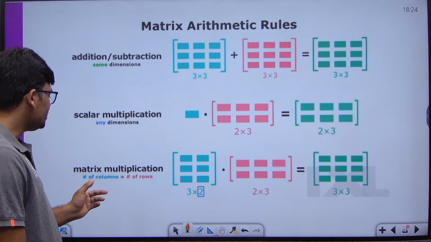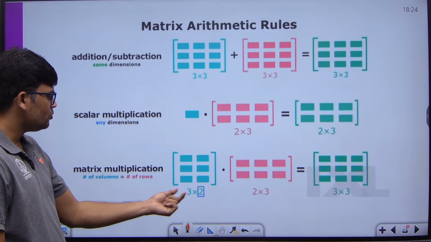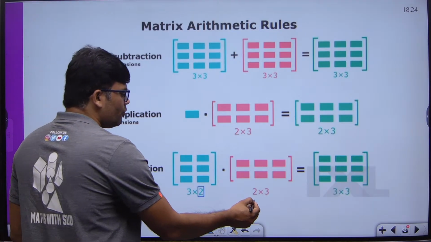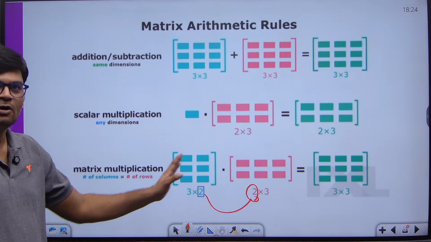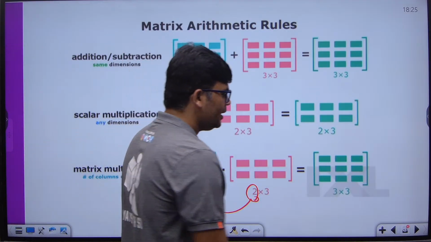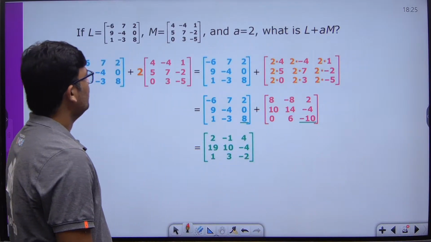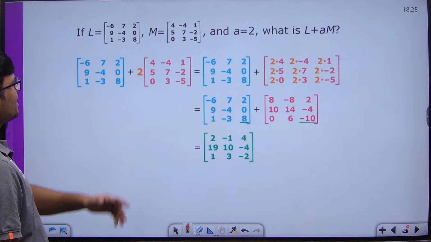Matrix multiplication of columns and rows. So the number of rows and the number of columns must be equal, and you can get the final result. All right? Any doubt? No. Okay.